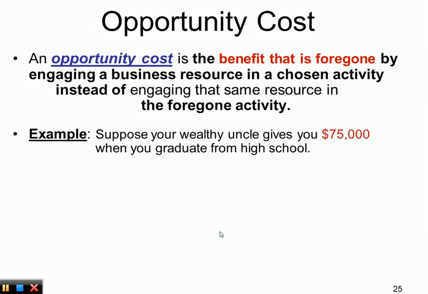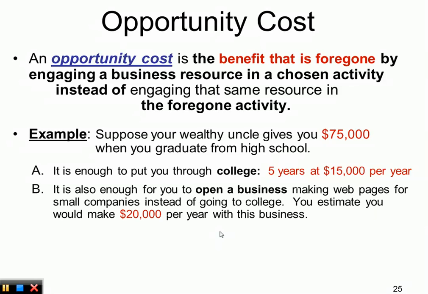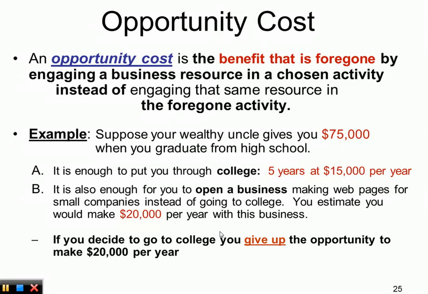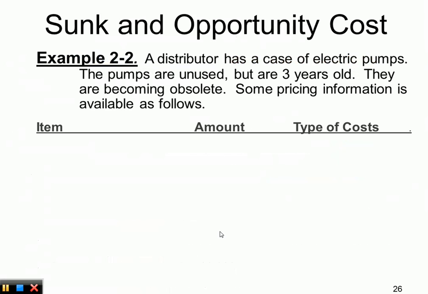Here is a simple example. Suppose your wealthy uncle gives you $75,000 when you graduate from high school. It's enough to put you through college, 5 years of college at $15,000 per year. It's also enough for you to open a business, making web pages for small companies instead of going to college. You estimate you would make $20,000 per year with this business. If you decide to go to college, you give up the opportunity to make $20,000 per year. Your opportunity cost is $20,000. And total cost per year would be $35,000.